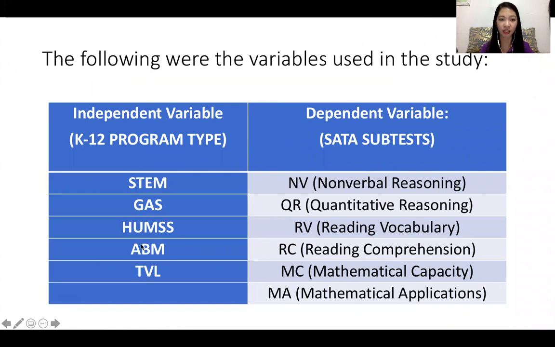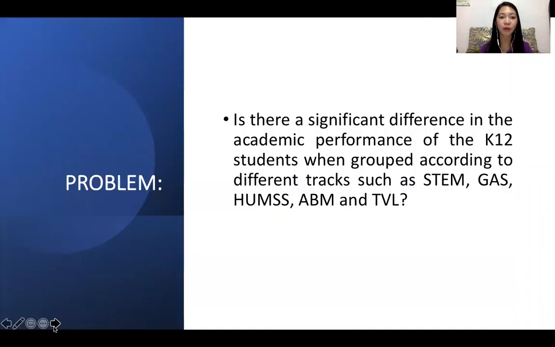So here are the variables under independent and dependent variable. The problem that I've placed here states: is there a significant difference in the academic performance of the K-12 students when grouped according to different tracks such as STEM, GAS, UMS, ABM, and TVL?